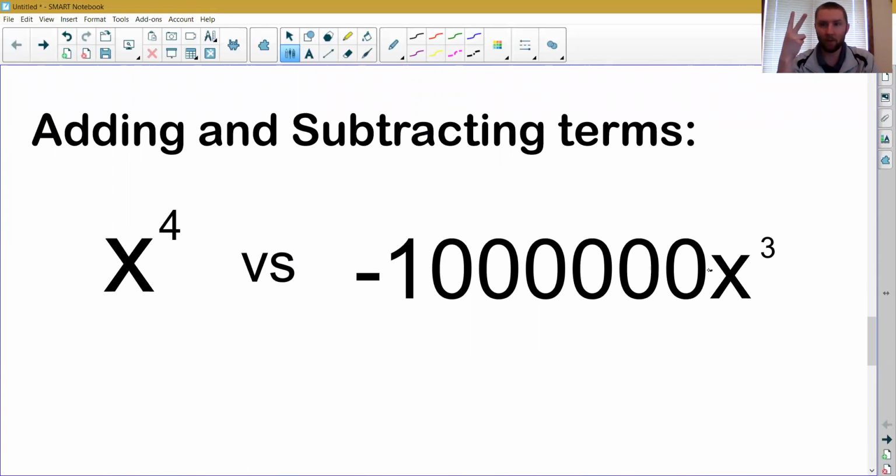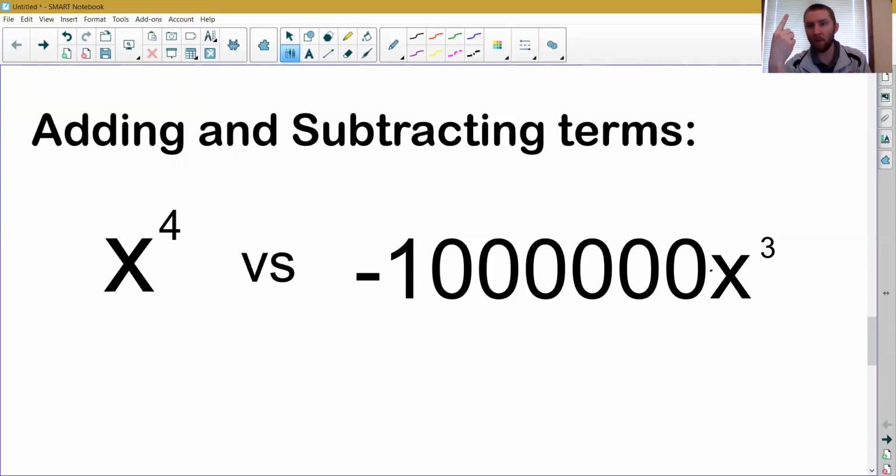So these two different functions, one is positive, one is negative, okay? They're both power functions, right? X to some exponent, but the x to the 3rd has a negative 1 million multiplied onto it, okay? So think about what that means when x is 1.